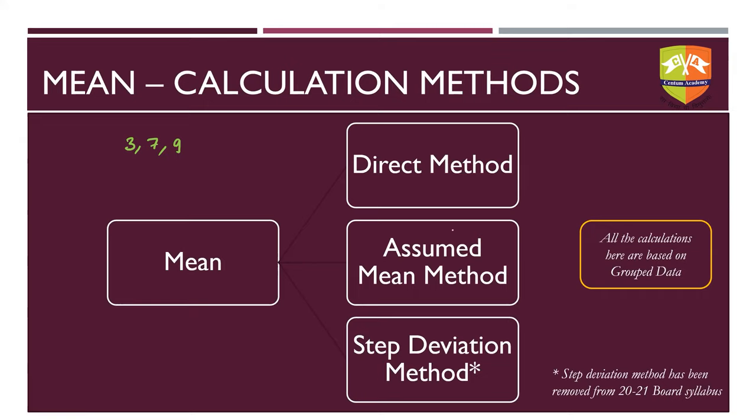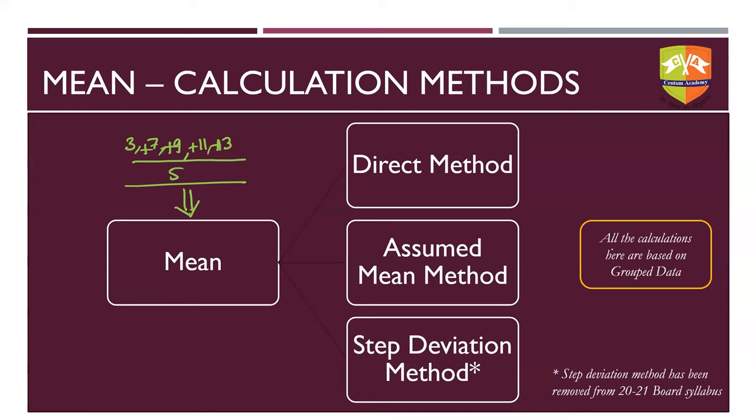What I was saying is, let's say we have 3, 7, 9, 11 and 13. Let's say there are five numbers. So you used to sum all and divide by 5, right? So this will give you the mean. Now, what we are going to do, this you already did, I think, in grade 9.